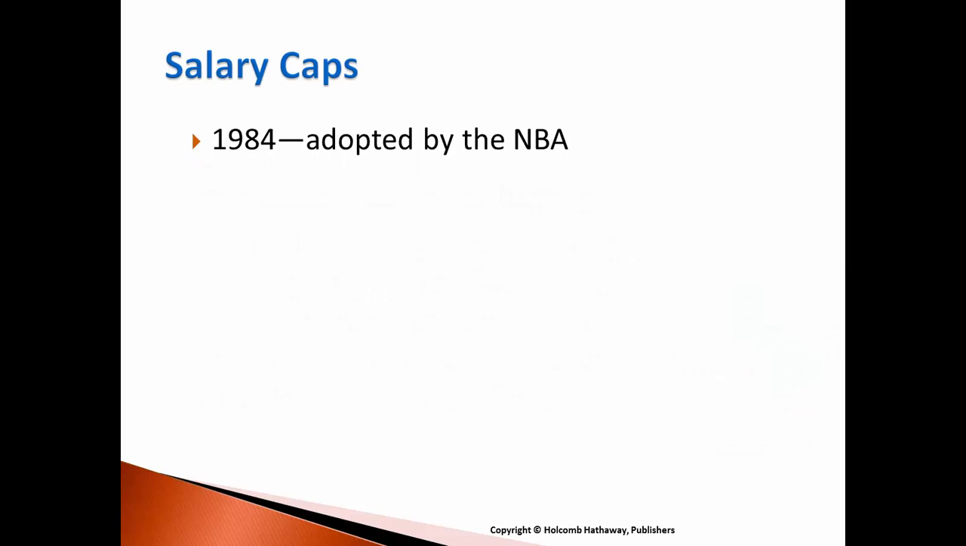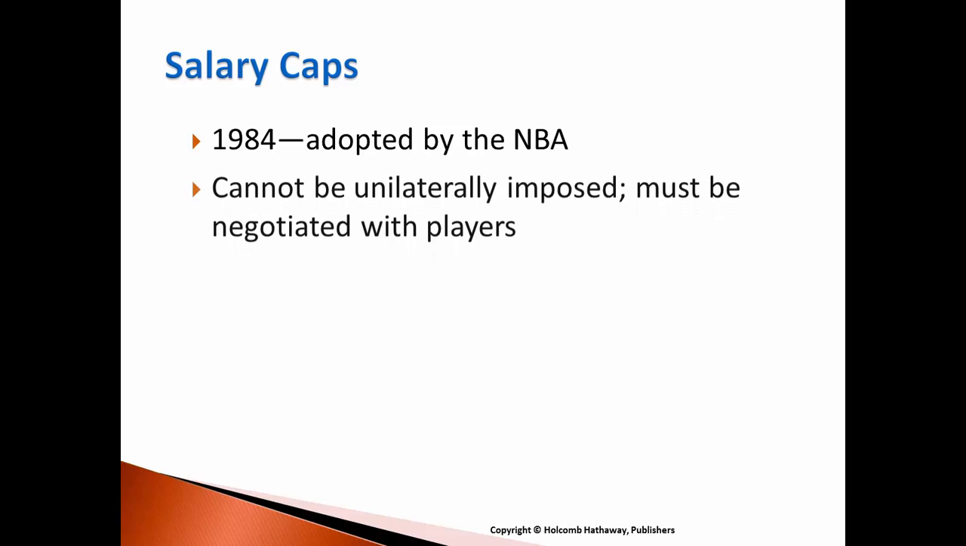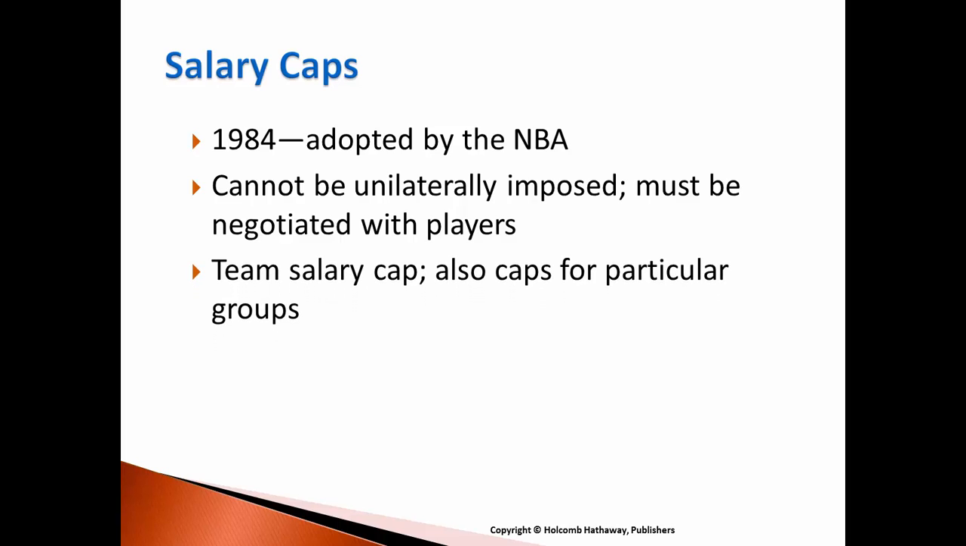Now, salary caps. Collective bargaining over compensation encompasses all of the wage and benefit provisions. The CBA allows players to gain leverage and a greater proportion of the pool of revenues as owner revenues have increased through media and stadium growth. So salary caps were adopted by the NBA in 1984. They cannot be unilaterally imposed and must be negotiated with the players. Typically, there is a team salary cap. Then they also look for caps for particular groups, such as rookies.